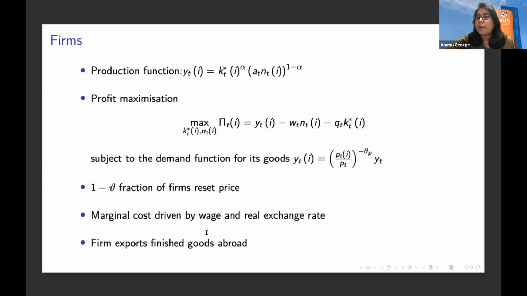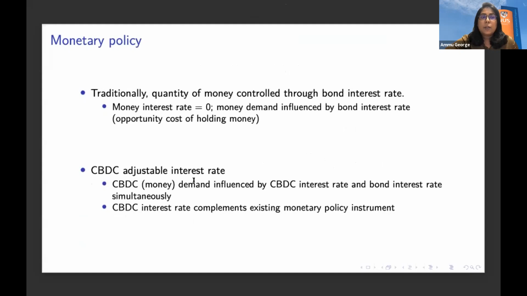The finished goods can be used for both domestic consumption as well as for exporting abroad. Next, with respect to the monetary policy, traditionally, the quantity of money in the economy has been controlled through the bond interest rate. So in the current framework of cash, where the interest rate on cash is zero, the quantity of money is influenced by the bond interest rate that is set by the central bank, which is nothing but the opportunity cost of holding money.